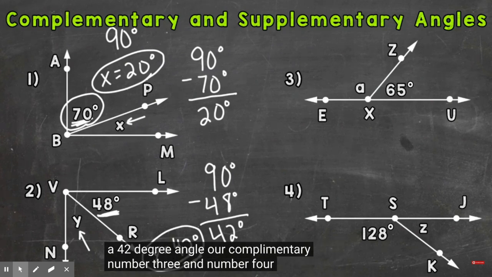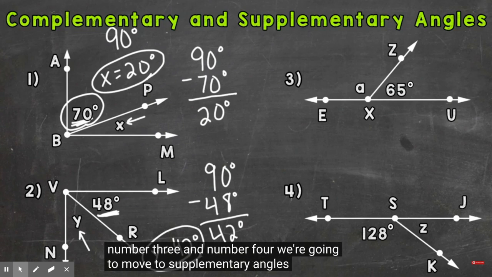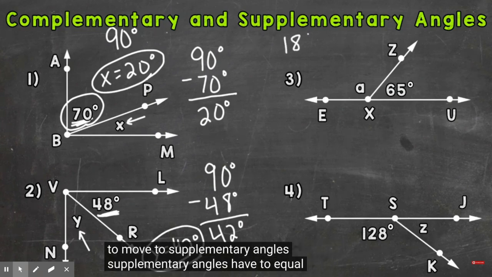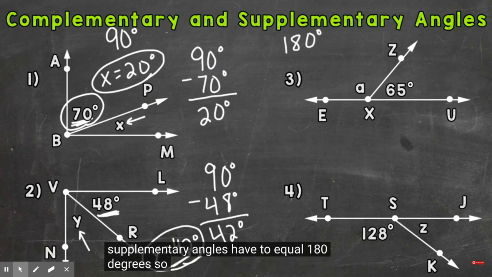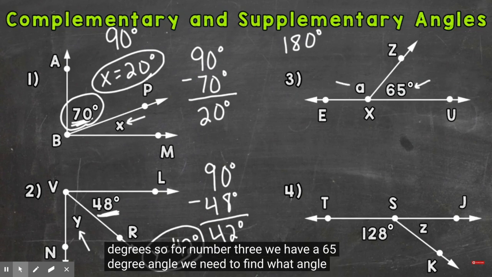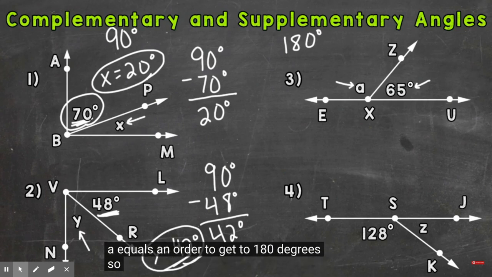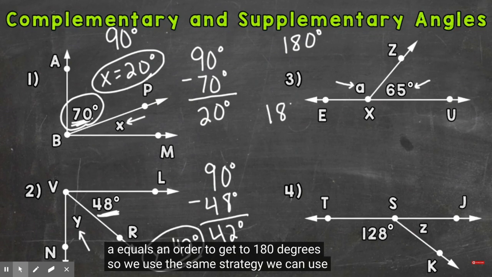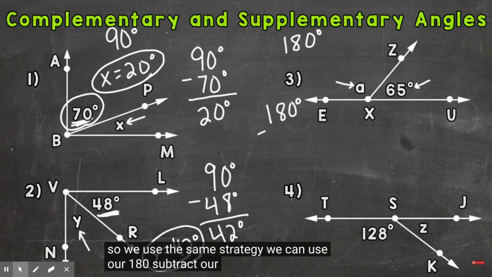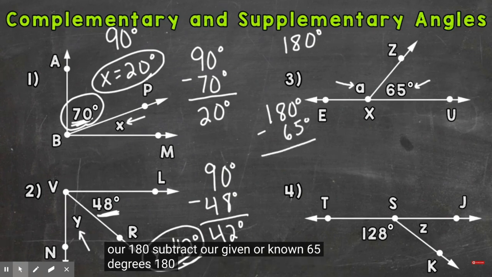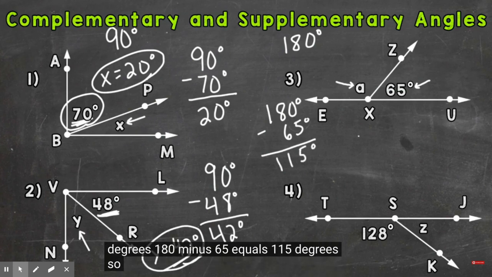Number 3 and number 4, we're going to move to supplementary angles. Supplementary angles have to equal 180 degrees. So for number 3, we have a 65-degree angle. We need to find what angle A equals in order to get to 180 degrees. So we use the same strategy. We can use our 180, subtract our given or known 65 degrees. 180 minus 65 equals 115 degrees. So A equals 115 degrees.